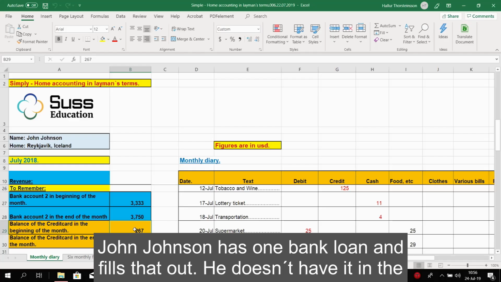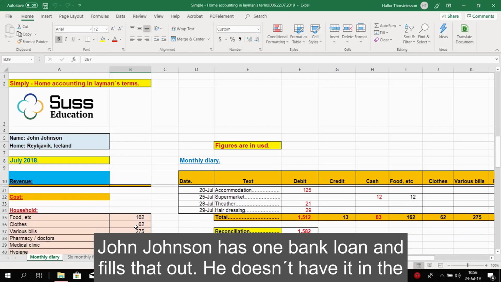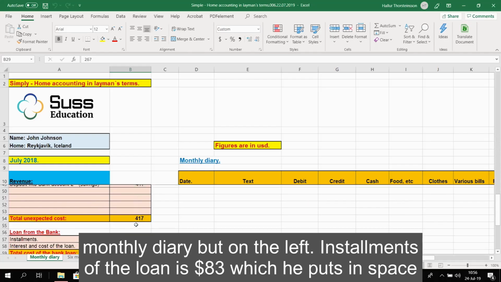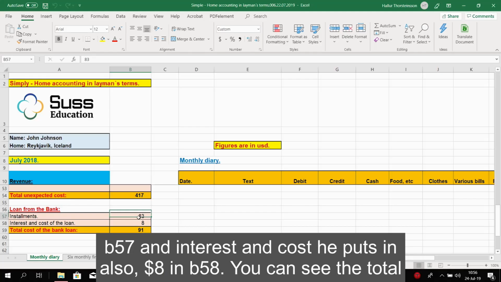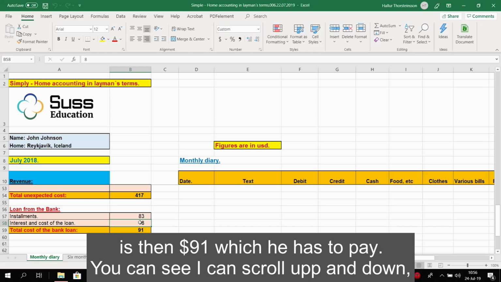John Johnson has also taken a bank loan and fills that out. He doesn't have it in the monthly diary, but on the left. The installment of the loan is $83, which he puts in cell B57, and interest and cost he also puts in, $8 in B58. You can see the total is then $91, which he has to pay.